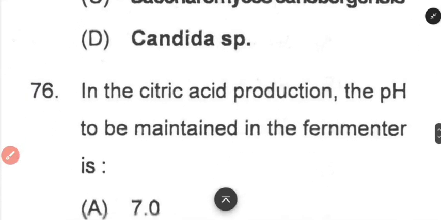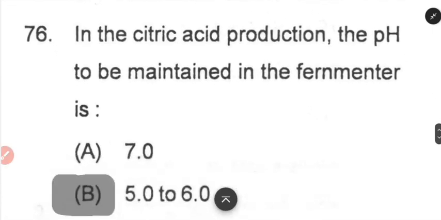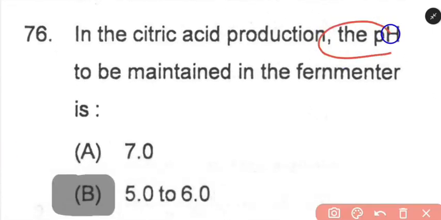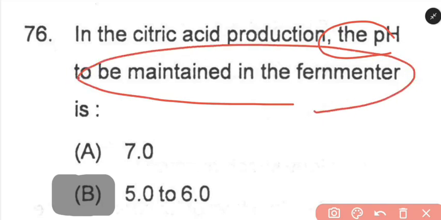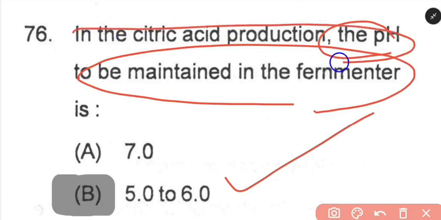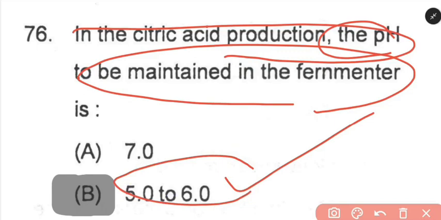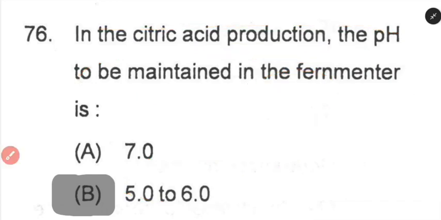Next question. In citric acid production, the pH to be maintained in the fermenter is 5 to 6 point. Actually, in citric acid production, we need an acidic pH so that the growth of the microorganisms will be easy, and in that pH the growth will be proper and the citric acid production will happen.